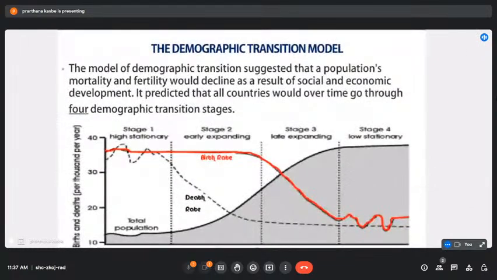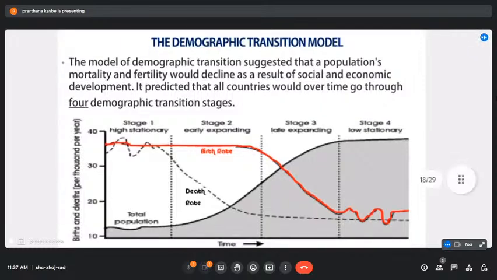Then the demographic transition model. What is meant by the demographic transition model? The model of the demographic transition suggested that the population's mortality and fertility would decline as a result of the social and economic development. Demographic transition model, ज्याला आपण लोकसंख्या संक्रमण सिद्धांत म्हणतो. लोकसंख्या संक्रमण सिद्धांतामध्ये जे काही डेमोग्राफिक चेंजेस झाले, म्हणजे पहिल्यांदाच, the demographic transition model shows the 4 stages of population.